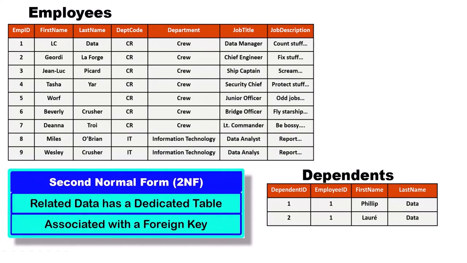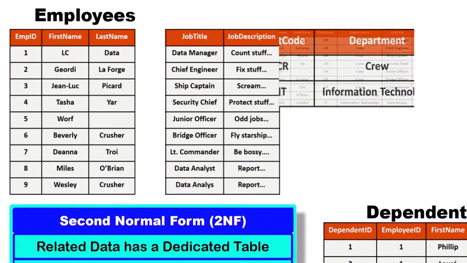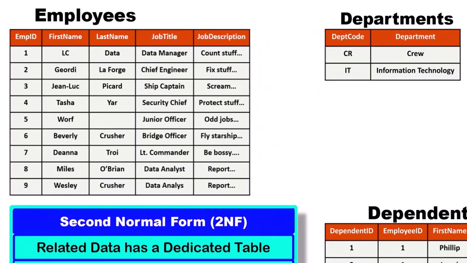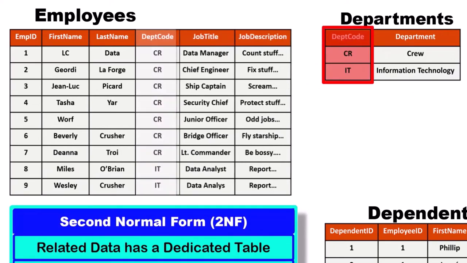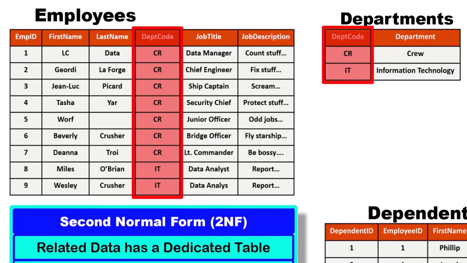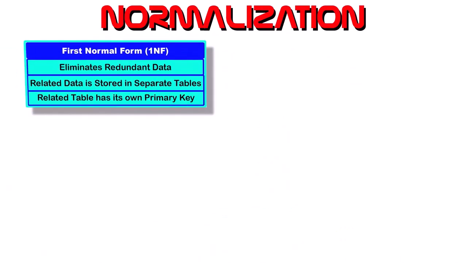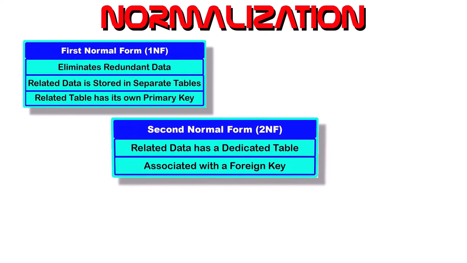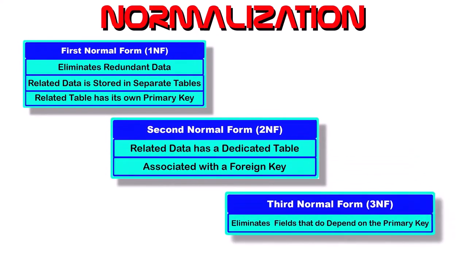Again, second normal form dictates that related information must be placed in a dedicated table with its own primary key. A foreign key will now be added to the employee table that matches the primary key of the departments they work for, and that is how we then identify the employees that relate to a particular department through a relationship. The designer must first complete second normal form before moving on to third normal form.